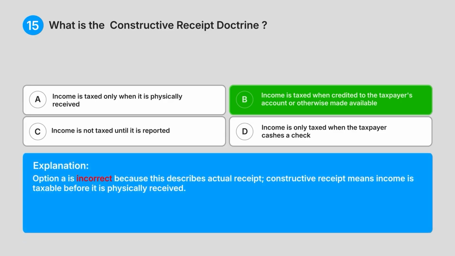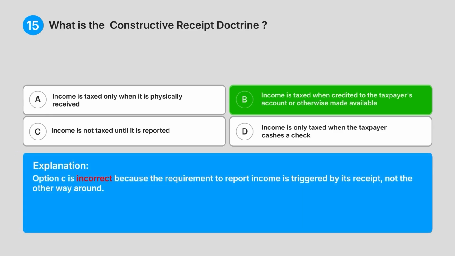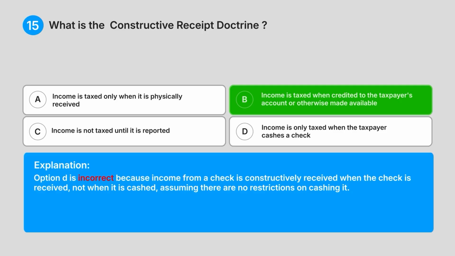Option A is incorrect because this describes actual receipt. Constructive receipt means income is taxable before it is physically received. Option C is incorrect because the requirement to report income is triggered by its receipt, not the other way around. Option D is incorrect because income from a cheque is constructively received when the cheque is received, not when it is cashed, assuming there are no restrictions on cashing it.